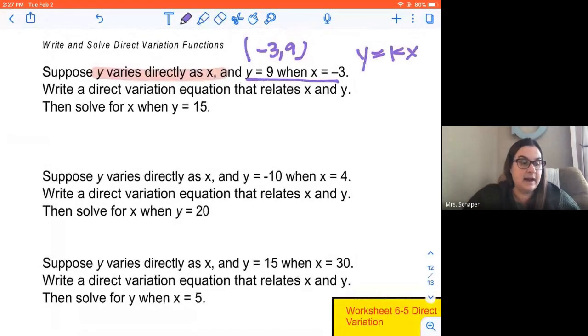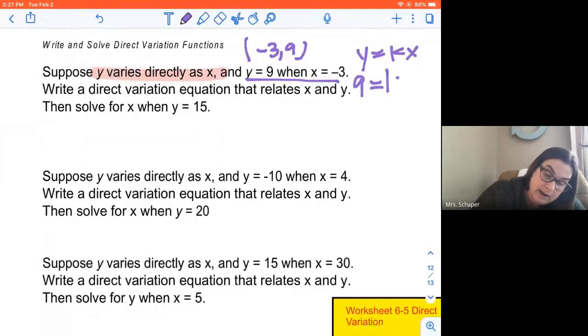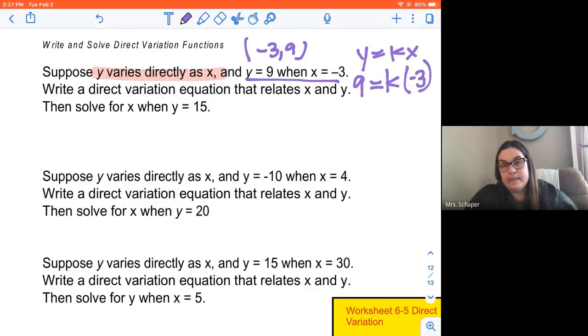The next step: I got my equation, y equals kx. I got my other ordered pair, which is -3, 9. Now I'm going to substitute those values in. Y is 9, k stays that way, and x is -3. All right, I substituted in my values. I have my x and my y, just like it told me right here.